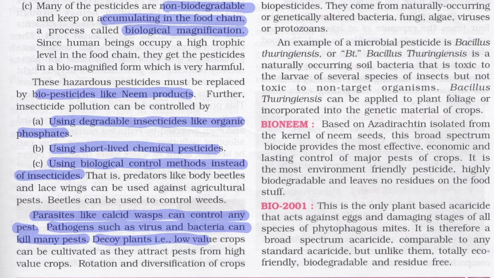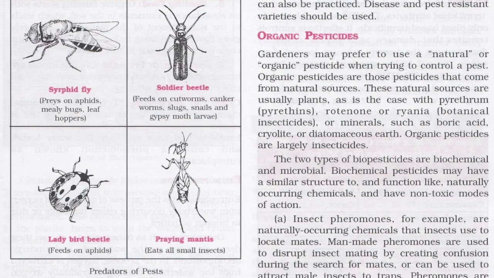Decoy plants, that is, low value crops, can be cultivated as they attract pests from high value crops. Rotation and diversification of crops can be practiced. Disease and pest resistant varieties should be used.